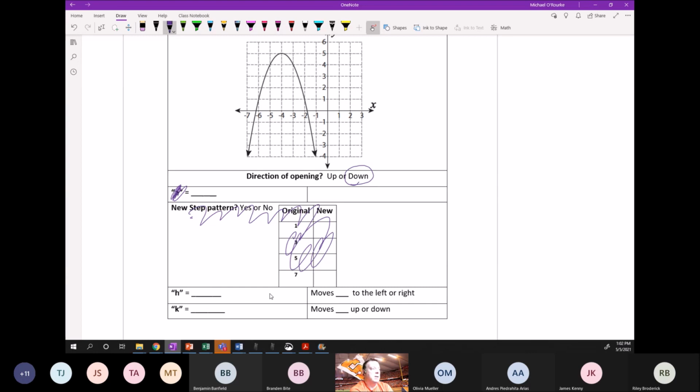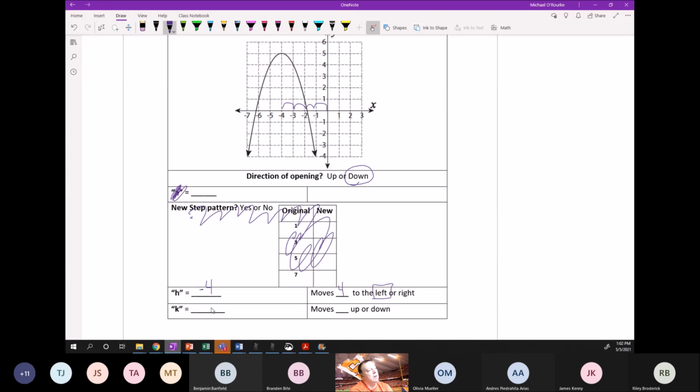Now, left or right, how far did the vertex move? First of all, did the vertex move left or did it move right? You guys tell me. I'm going to do this backwards. It moved left. Good. How far did the vertex move to the left? 3, 4. So it moved 4 to the left. So our H value is -4 since it moved left.